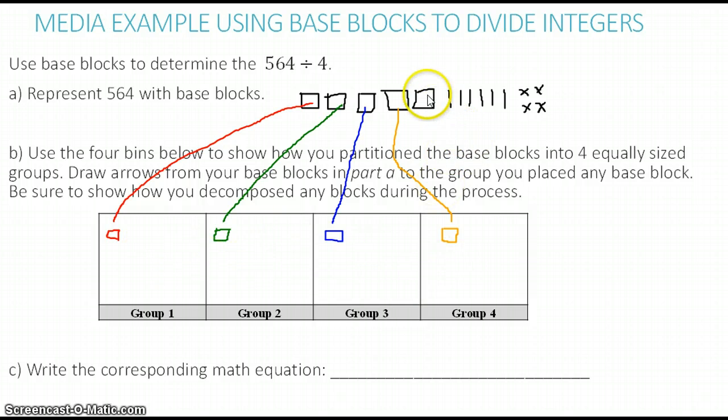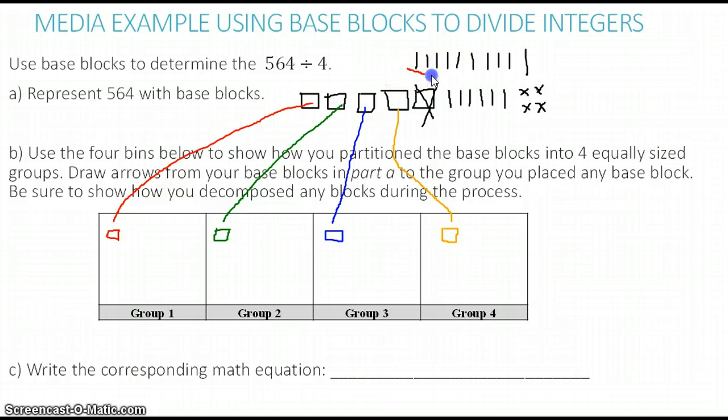So what we're going to do is break this flat. Just put an X through it into 10 rods. 1, 2, 3, 4, 5, 6, 7, 8, 9, 10. So now we have 10 rods plus 6 rods is 16 rods in total. Okay? So if we have 16 rods and we want to share them among 4 groups, we could put 4 rods in each group. So here's what I'm going to do.